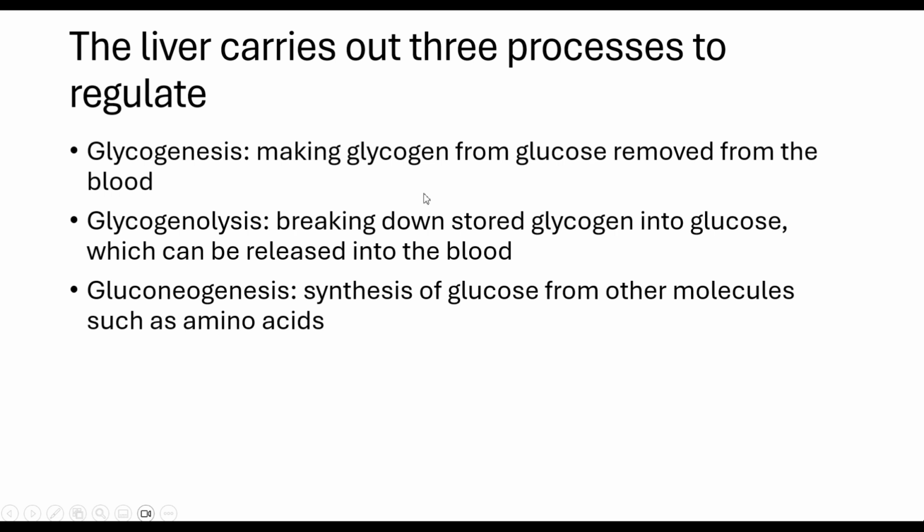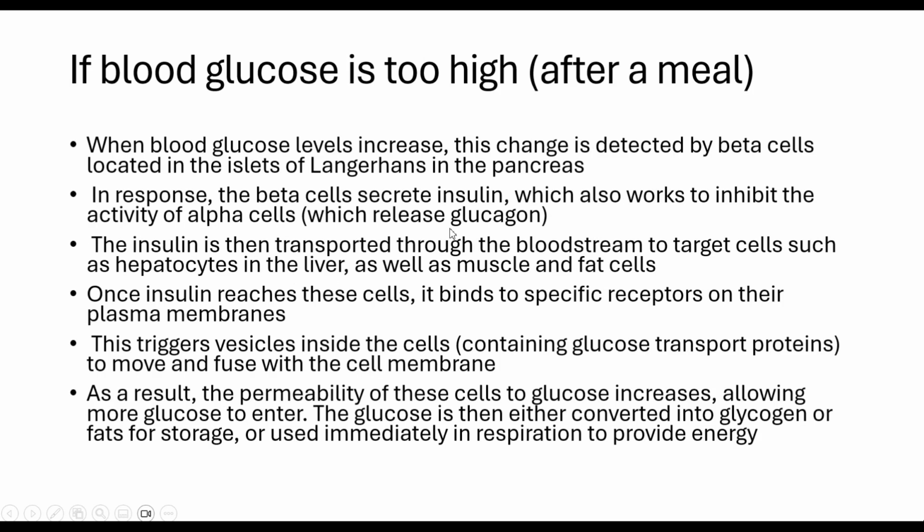The liver carries out three processes to regulate this. Glycogenesis, which is making glycogen from glucose removed from the blood. Glycogenolysis, which is breaking down stored glycogen into glucose, which can be released into the blood. Or gluconeogenesis, which is the synthesis of glucose from other molecules such as amino acids or fatty acids, that kind of thing.